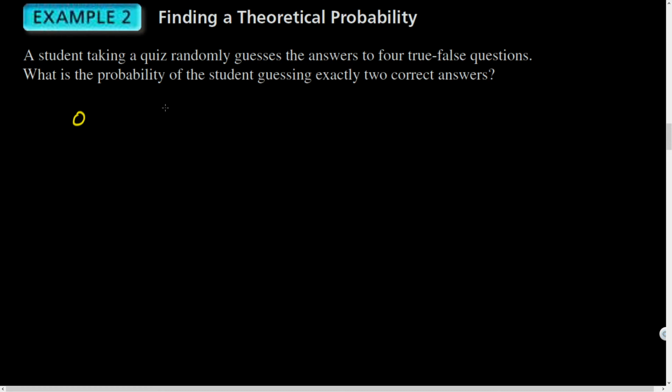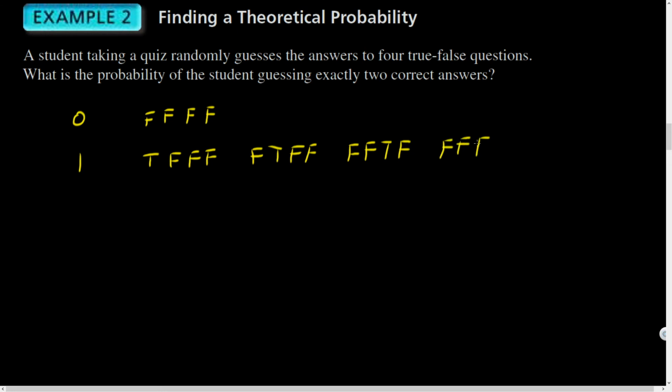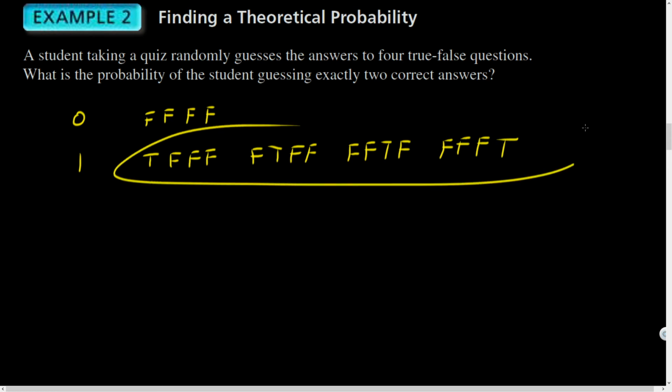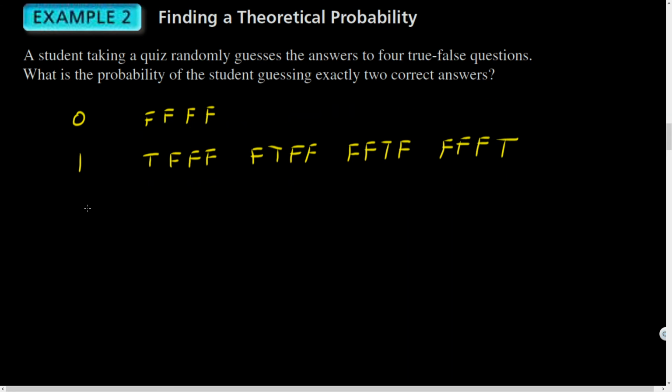For 0 correct, that would be false, false, false, false. For 1 correct, I could have true and then false, false, false. Or I could have had false and then true, false, false. Or I could have had false, false, true, false. And the last scenario would have been this. Notice these are considered different outcomes because which question they got correct varies.